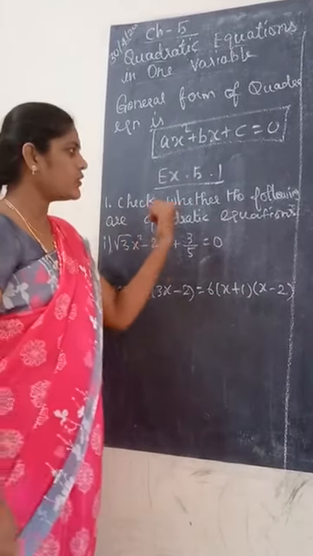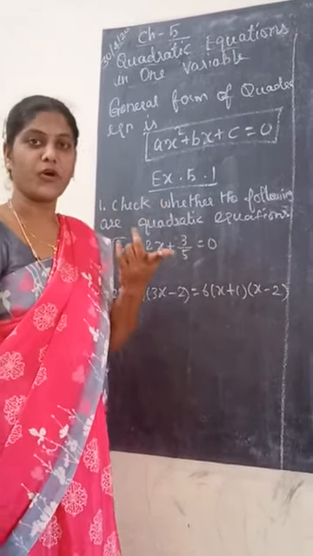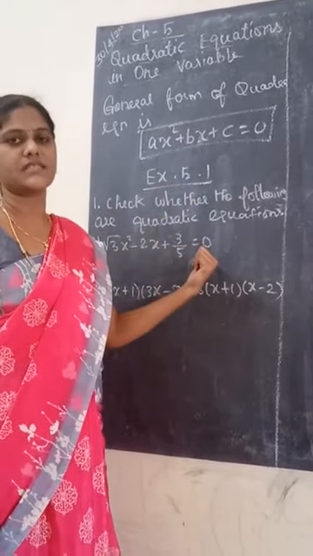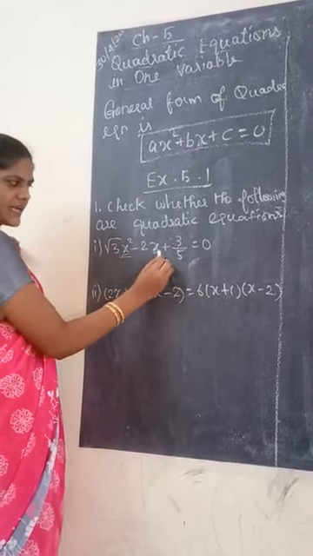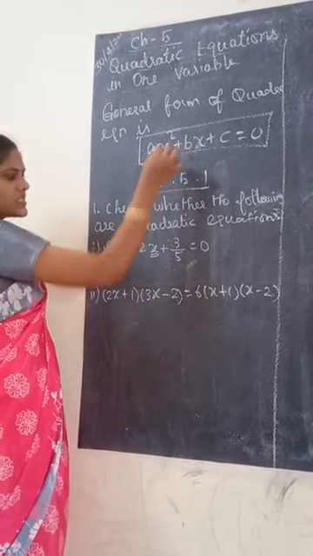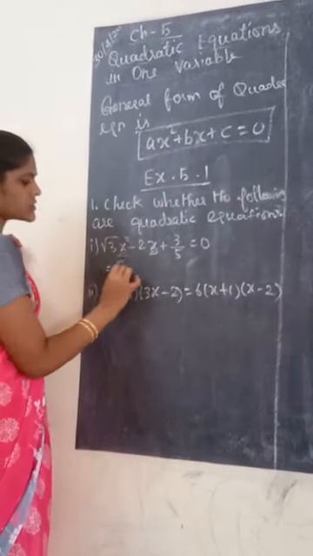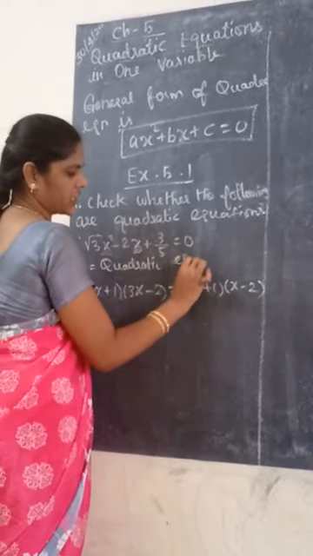Listen, how will you check whether that is a quadratic equation or not? We need to check the general form. If it is related to the general form, then automatically that is a quadratic equation. Listen here, x square, x and constant. So this is the same as the general form of the quadratic equation. So it is a quadratic equation.